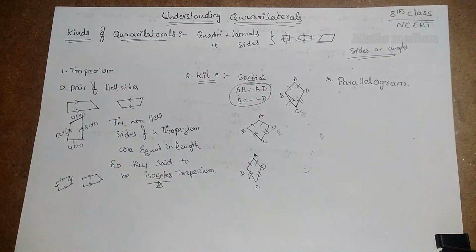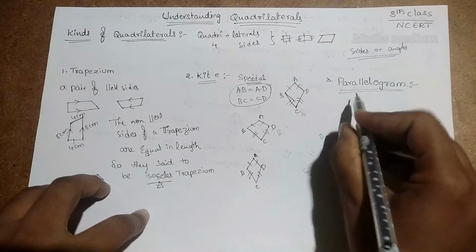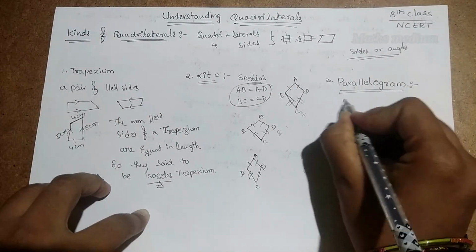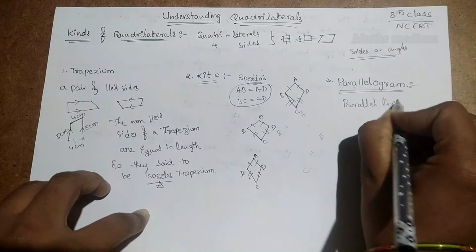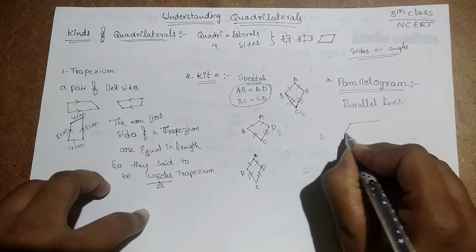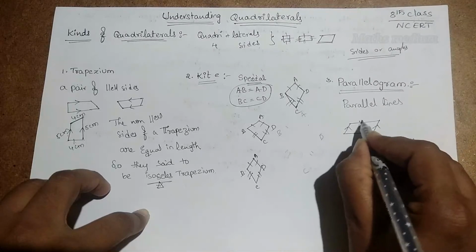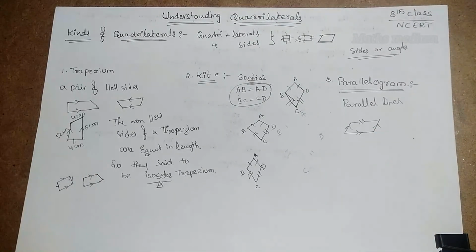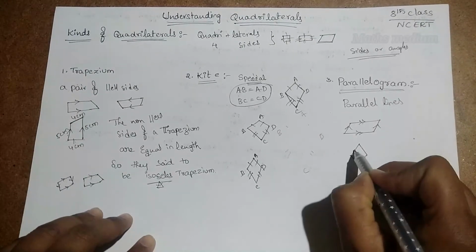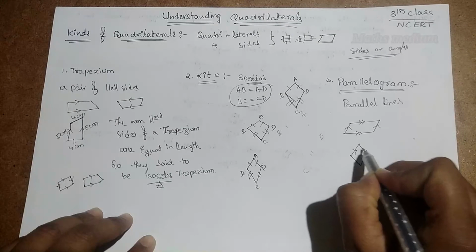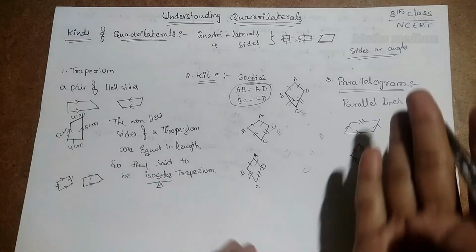Here, parallelogram, the name itself is telling us it deals with parallel lines. So if you take a quadrilateral like this, see here, these two lines are parallel, these two lines are parallel. If you take another type of parallelogram, these two lines are parallel, these two lines are parallel, opposite lines are parallel, so that is said to be a parallelogram.